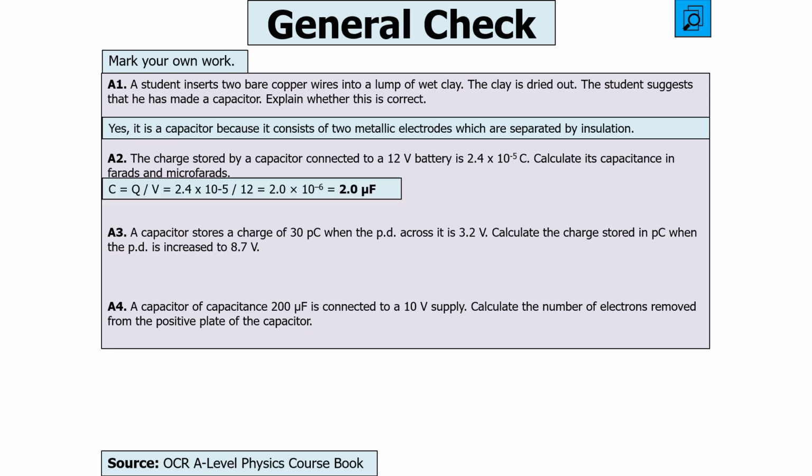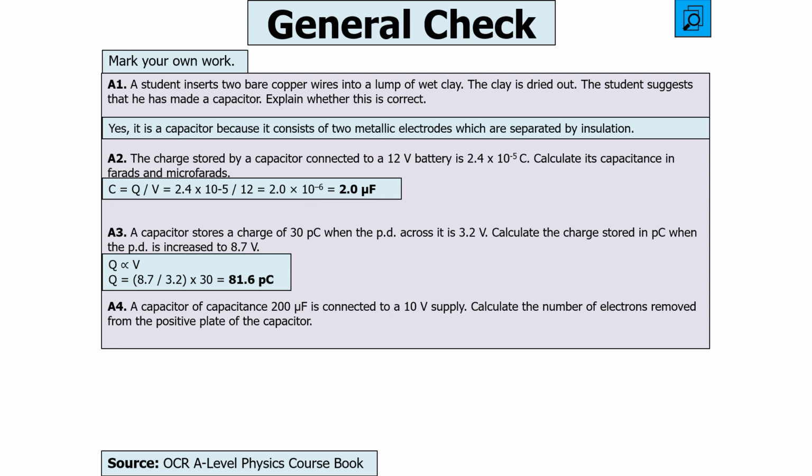The next one, once again, we use the equation capacitance equals charge over potential difference, pop in the values, and we get 2 microfarads. In this next one, we then say, well, looking at the equation, if we've got a constant capacitance, we can say that Q is directly proportional to V. So when we work it through in terms of ratios, we can say it's 81.6 picofarads.